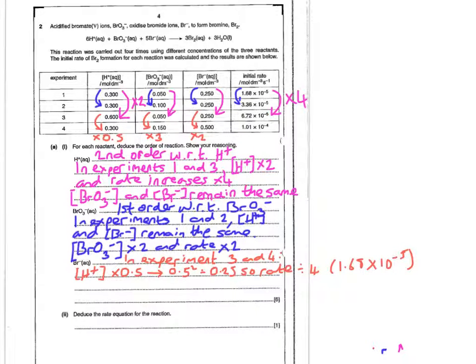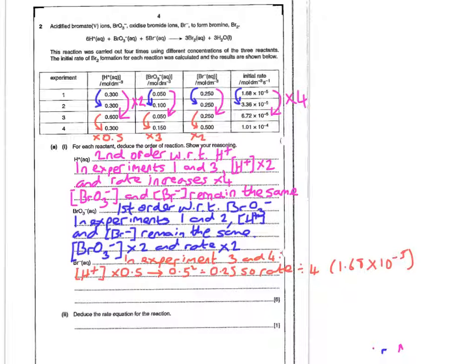So now I'm looking at experiment 3 and 4 because they're the only experiment pair where the bromide ion concentration changes. So there are no reactants that remain the same concentration here, so we're going to have to take a slightly different mathematical approach. We know that H plus is second order, so going from experiment 3 to experiment 4, the H plus concentration halves, so it's multiplied by 0.5. You raise that to the power of 2 because it's second order. That gives you 0.25, so you divide the rate by 4, which is the same as multiplying it by 0.25.